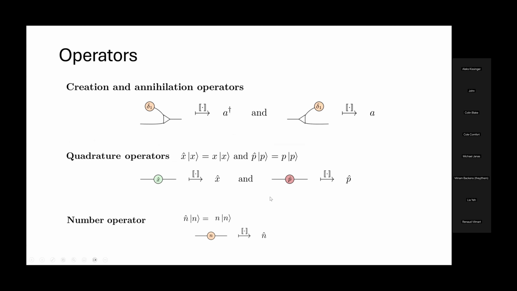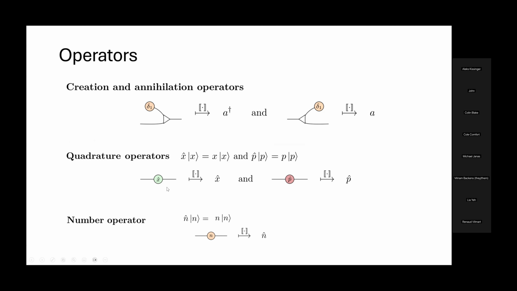Okay, so now using this, we can represent some common operators and gates. So first of all, we have creation and annihilation operators. If I take the W and input ket 1 on one of its legs, then it acts as a creation operator for the harmonic oscillators. It sends ket n to n+1, and there's the annihilation operator.